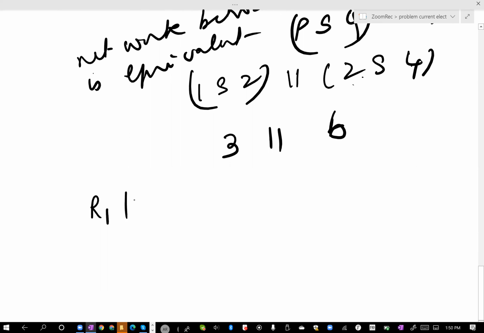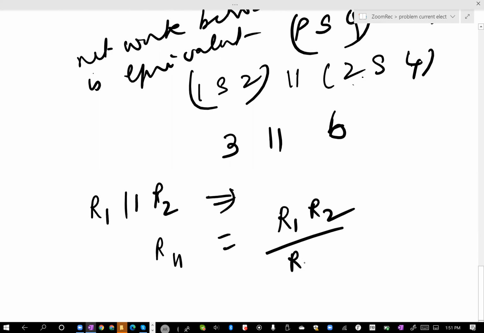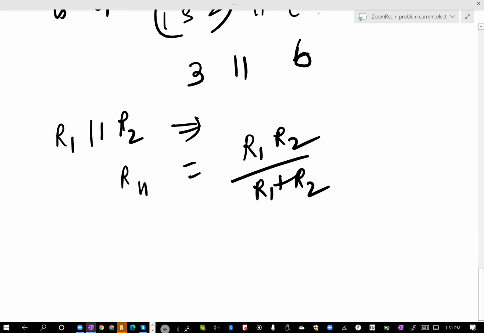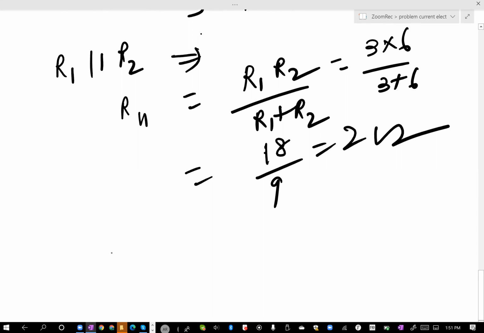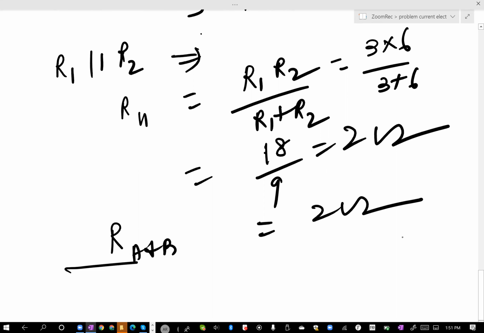Whenever you have R1 parallel to R2, the easy ready reckoner value is given by product of the two by sum of the two. This is one easier method that you have to employ for finding out the answers immediately. So here 3 and 6 are in parallel. Therefore 3 times 6 by 3 plus 6 will be the answer. That will be 18 divided by 9. That will be simply 2 ohms. So the resistance between A and B is equal to 2 ohms. That's the answer you have to say.